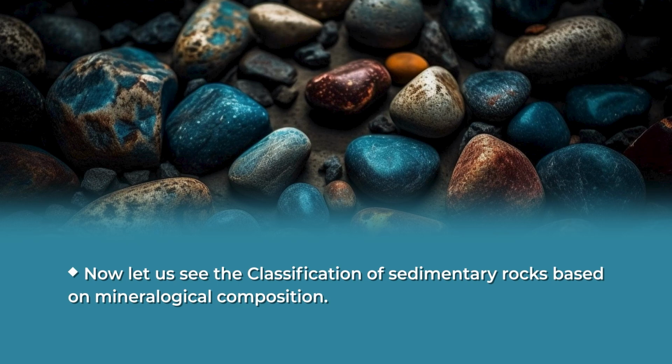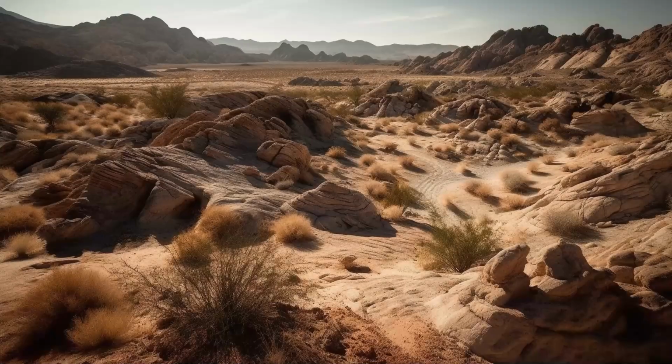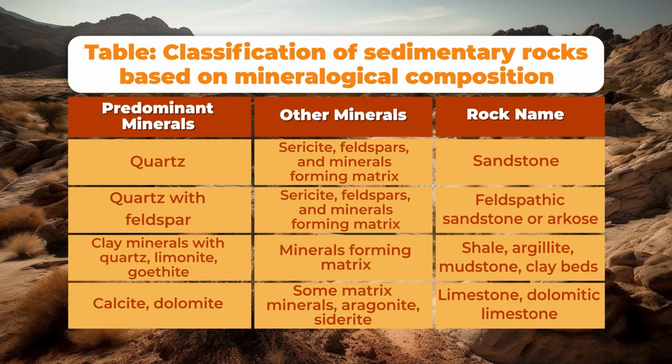So, now you see the classification of sedimentary rocks based on mineralogical composition. Here the most commonly occurring minerals in the sedimentary rocks are quartz, then feldspars, clay minerals, calcite and dolomite. So, sedimentary rocks are classified on the basis of frequently occurring minerals. They are summarized in this table. In this table you can see where the predominant mineral is quartz with other minerals like feldspars, and minerals forming matrix. The name of the rock is sandstone.